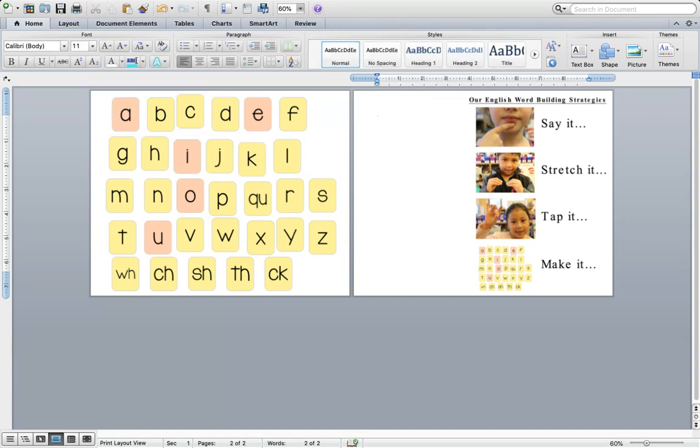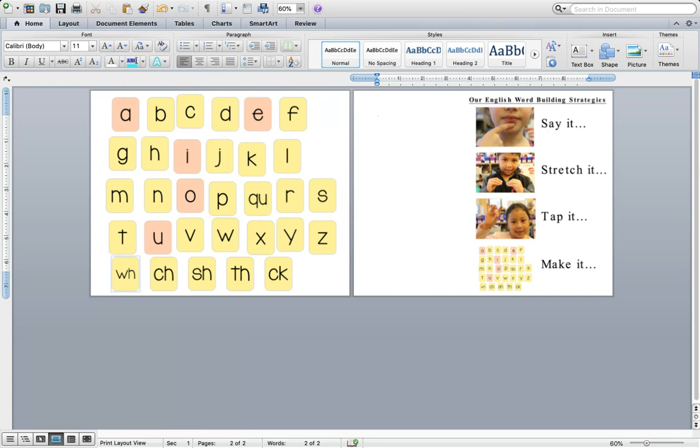Now, the next word that we're going to make is going to have a digraph in it. So, just to remind you, the digraphs are at the bottom of our alphabet chart. Digraphs are two letters that come together to make a sound. Okay? So, the word that we're going to make that has a digraph in it is the word whiz. Let's say it again. Whiz.